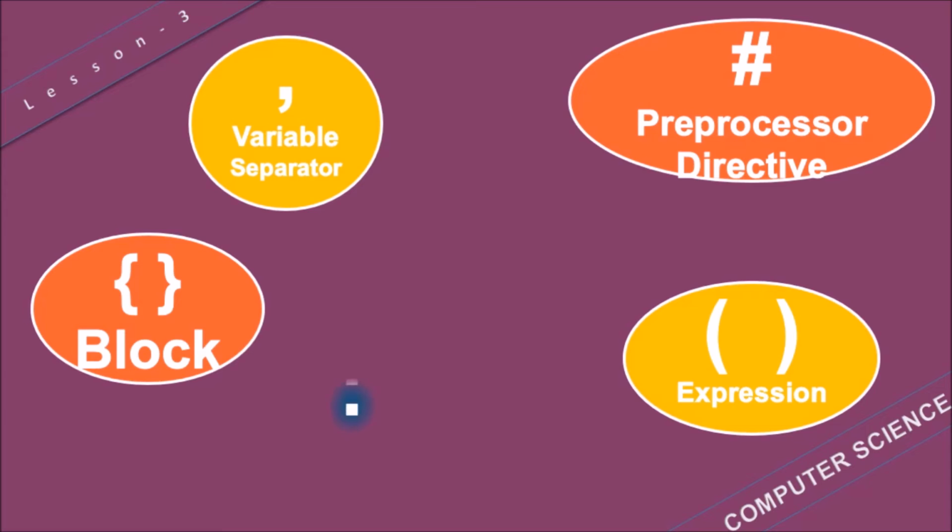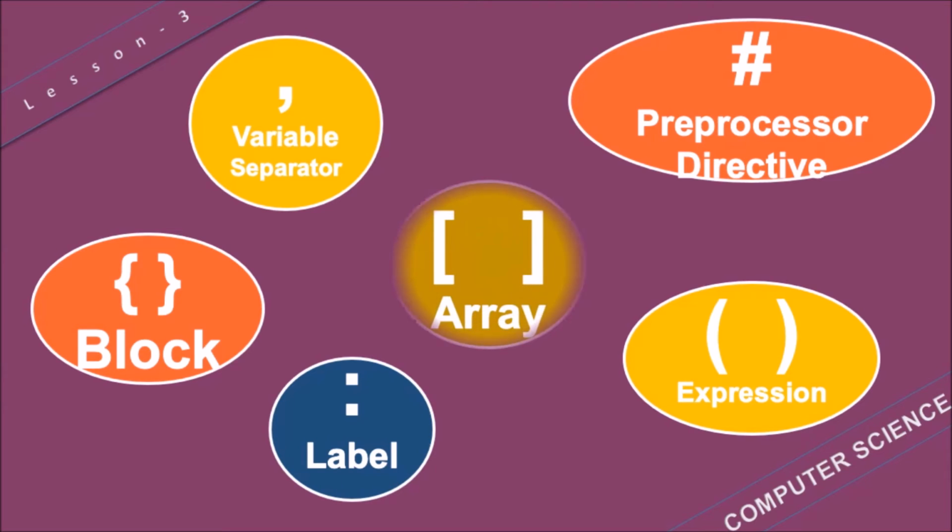In switch statement, that we'll be studying later on in next chapters, we use colon symbol to mention a label. To create an array, we use square braces. So all these are delimiters.